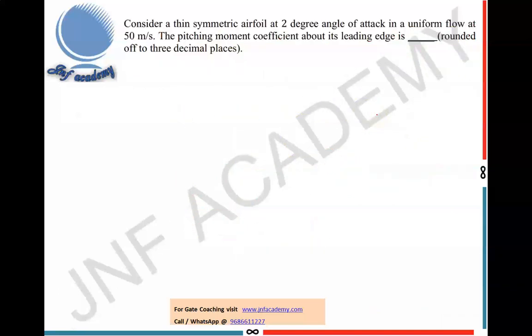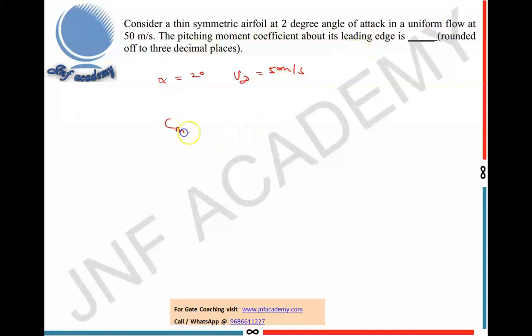Okay, so this question is very straightforward. You don't need to worry too much. It's a very straightforward question. And they have given the angle of attack of a symmetrical airfoil. So basically alpha is given as 2 degrees and velocity V infinity is given as 50 meters per second. Now they are asking for the pitching moment coefficient about the leading edge, rounded off to 3 decimal places.